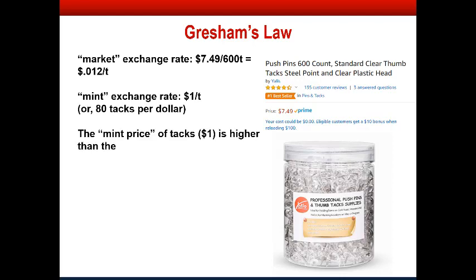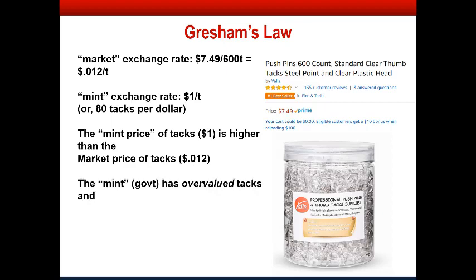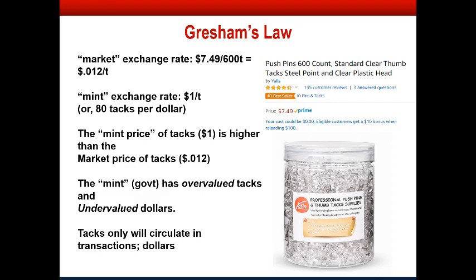The mint's giving you a better deal for tacks, so you're going to take tacks to the mint, so to speak. Now, if it were gold or silver, you'd have to take it to the mint to be turned into coins. In my example, you just take your tacks straight to the market and buy things with them. The mint, the government, has overvalued tacks relative to the dollar, and by the same token has undervalued dollars relative to tacks. So tacks only will circulate in transactions. The dollars are going to be shipped out to purchase tacks. Okay? So this is exactly what happens.